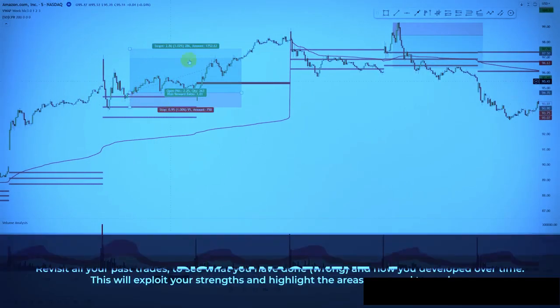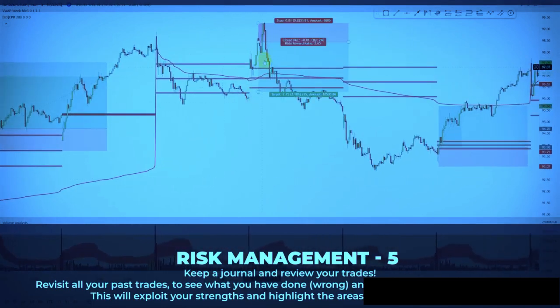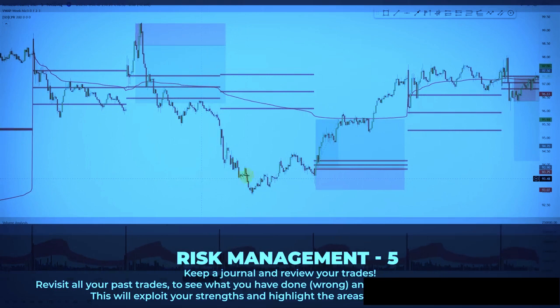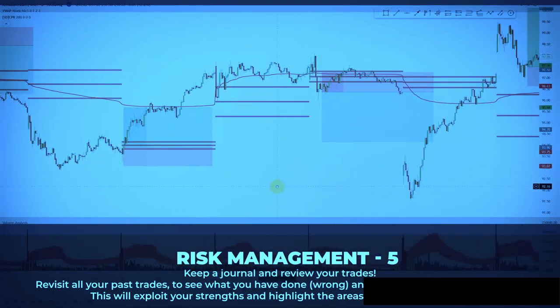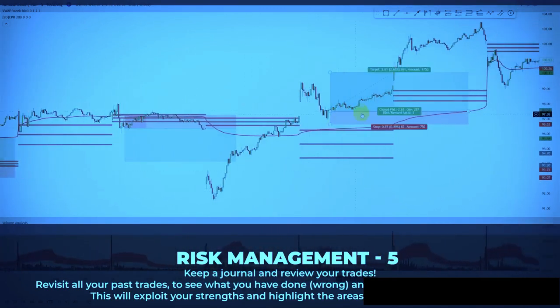Another tip: keep a journal and review your trades. Most traders will never look at their trades again after they have closed them. They will just move on to the next trade and forget about what they did before. Keeping a trading journal offers two potential benefits.